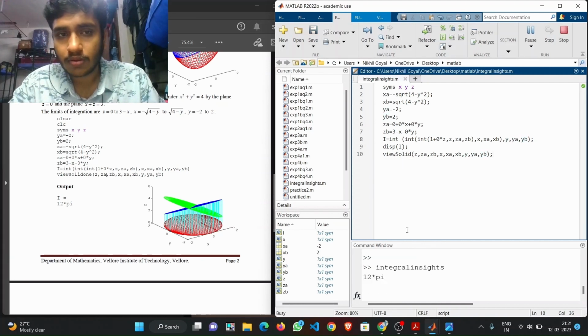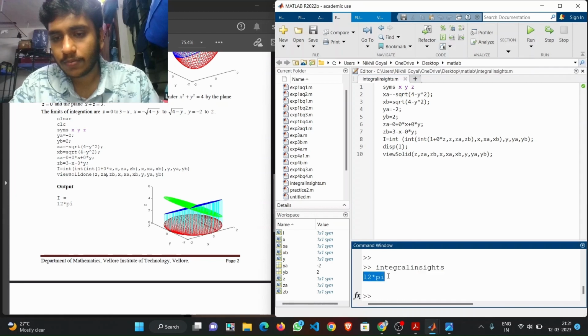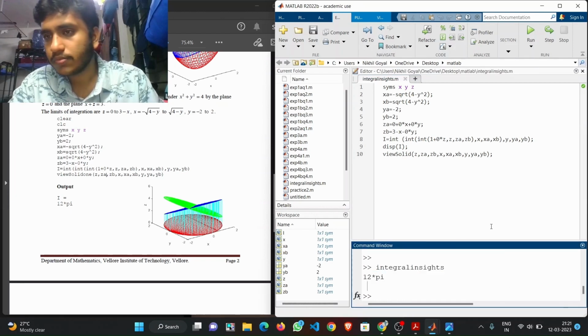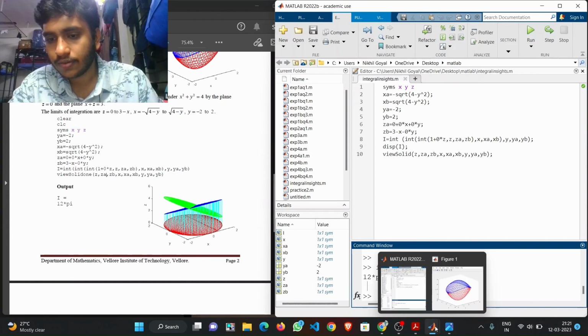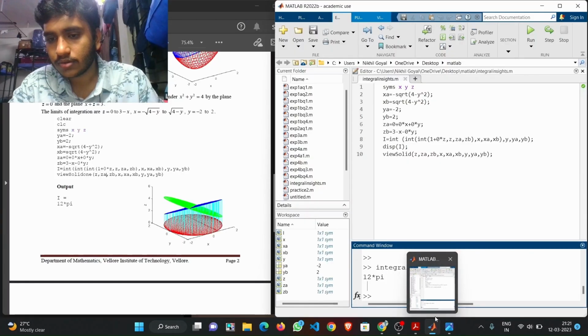Yeah, okay. And then take initiative, and that'll be just 0. So see, now we got the result as 12 into pi volume, and for the graph, let's close this.